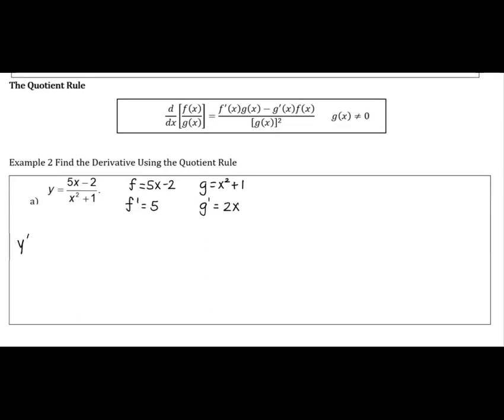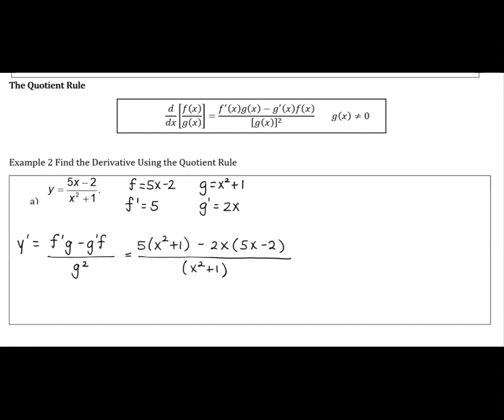So now we can fill all of this into the quotient rule of f prime g minus g prime f all over g squared. F prime is 5, which we will multiply by g of x squared plus 1, and then we will subtract g prime of 2x, which gets multiplied by f. In the denominator, I will square g.